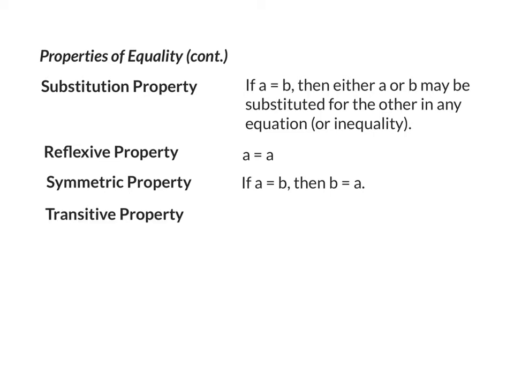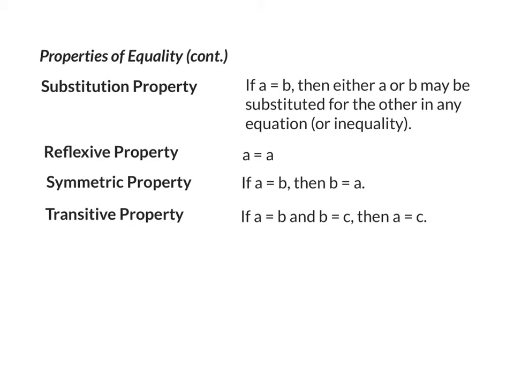And finally, the last of the properties of equality is the transitive property. And this property says if A equals B and B equals C, then A is equal to C. Now, sometimes people get confused between this property and the substitution property, but if you look at it closely, there is a slight difference in the two.